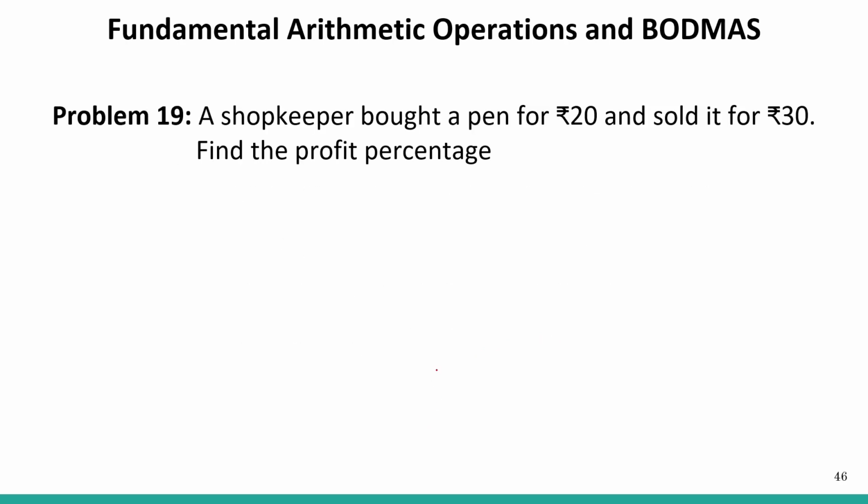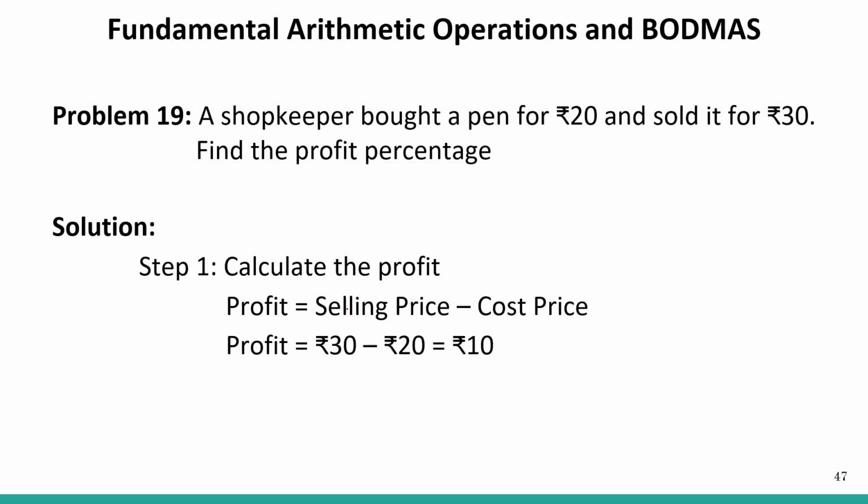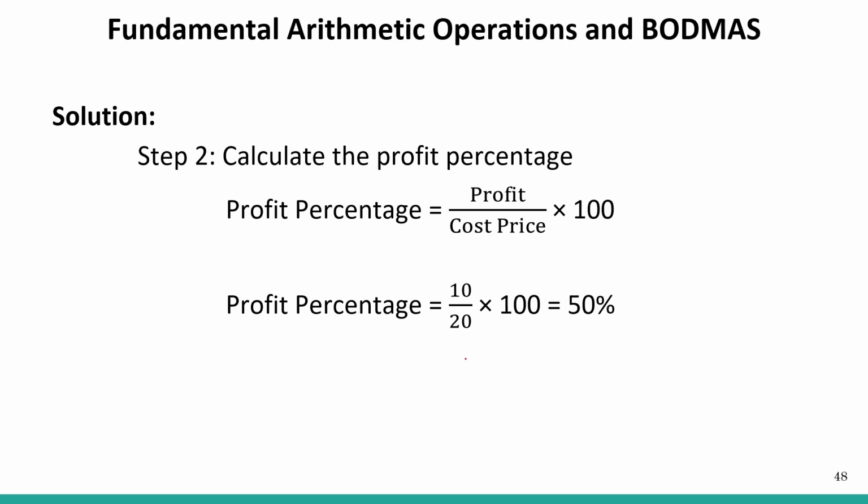Okay, so let's see the problem number 19. A shopkeeper bought a pen for 20 rupees and sold it for 30 rupees. So find the profit percentage. We know a formula, but let's see first what is the profit. So selling price minus cost price, that is 30 minus 20 is equal to 10. Okay, so in step number 2, what we do is we calculate profit percentage. It is actually equal to profit by cost price into 100. So the profit was 10, cost price is 20, so 10 by 20 into 100 is equal to 1000 by 20 is equal to 50. So 50% is the final answer.